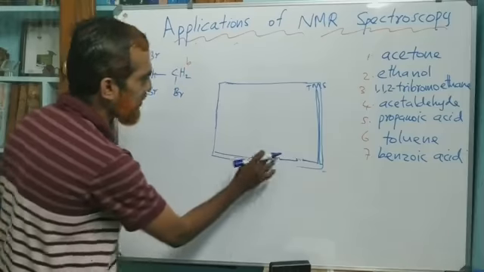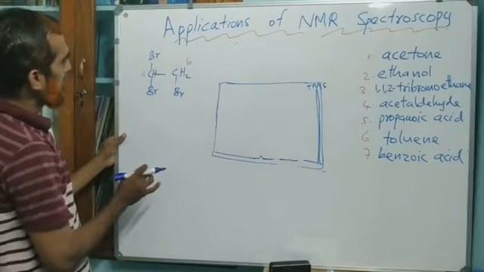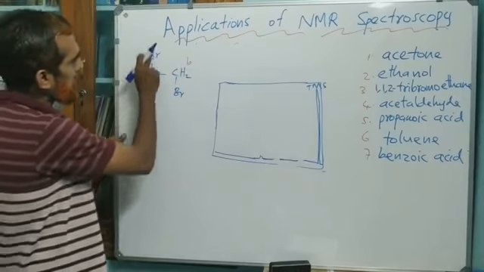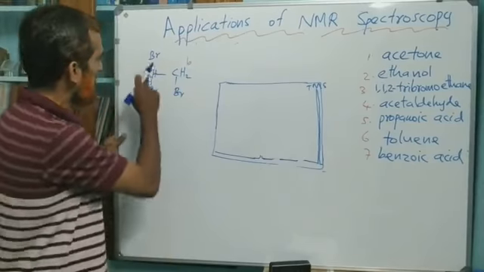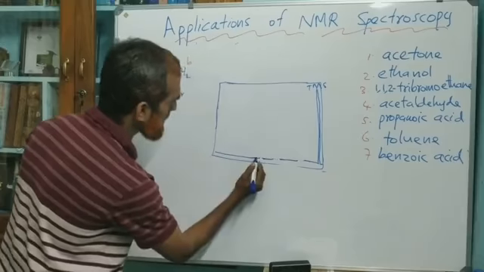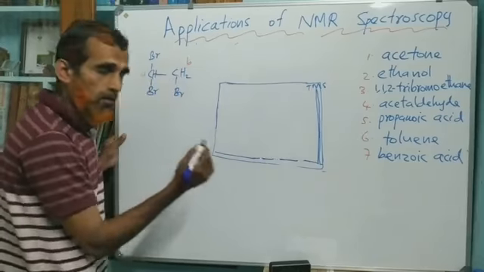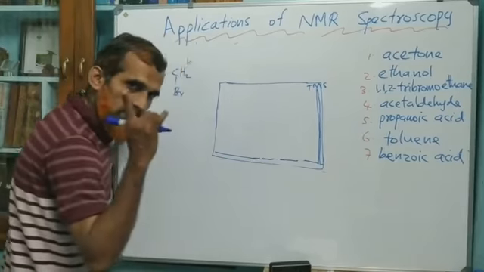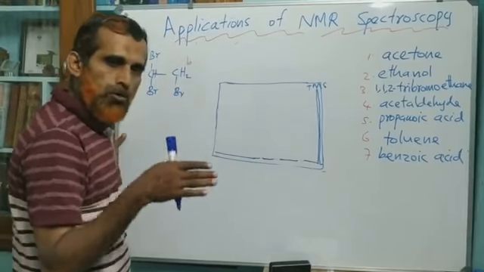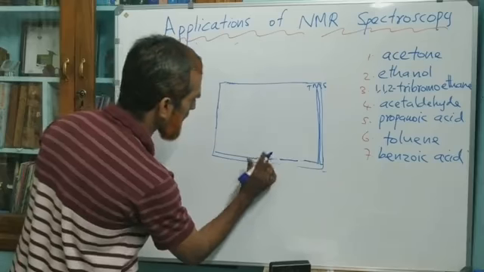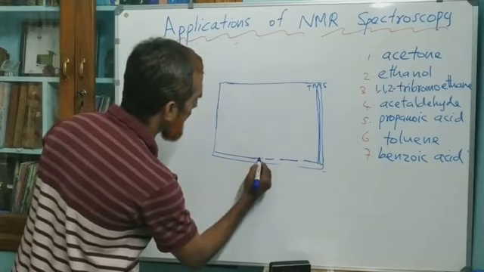See, you will have 2 signals. This A connected to 2 bromine will be more deshielded. So A will be coming to the side, somewhere around 4. When there is 1 bromine, it will be somewhere around 2. When 2 bromines, it will be somewhere around 4. So you will have 1 signal here.